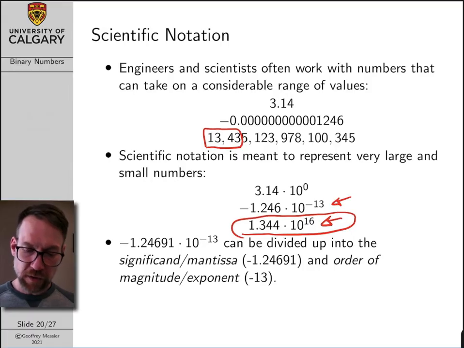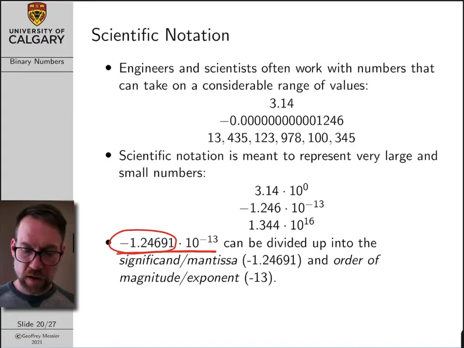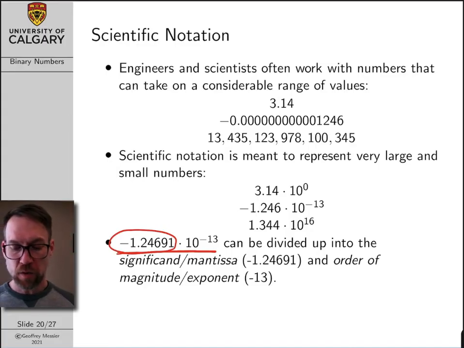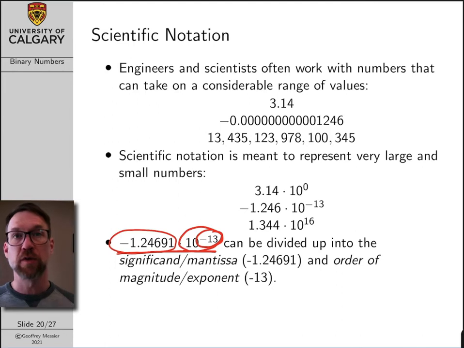Now, just a little bit of terminology that, again, is probably a bit of a review. When we look at our scientific notation number, we can divide it into 2 parts. This first part, the negative 1.24691, we can refer to as the significand or the mantissa. I'm going to be calling it the mantissa in this lecture. And this term is the order of magnitude or the exponent, negative 13. And so I'm going to be referring to the exponent when I talk about floating point numbers.